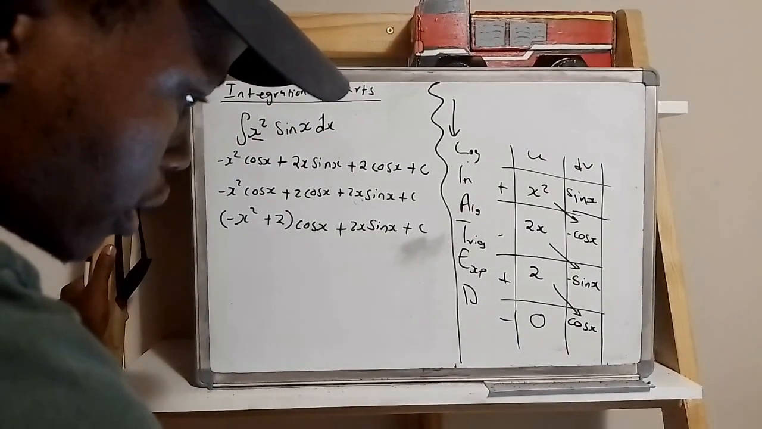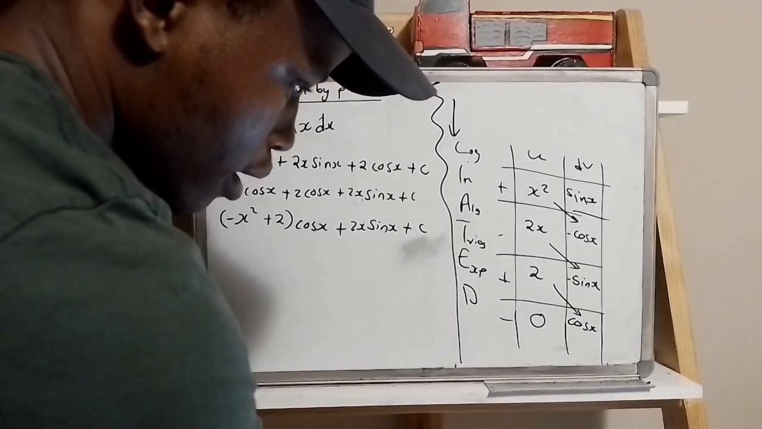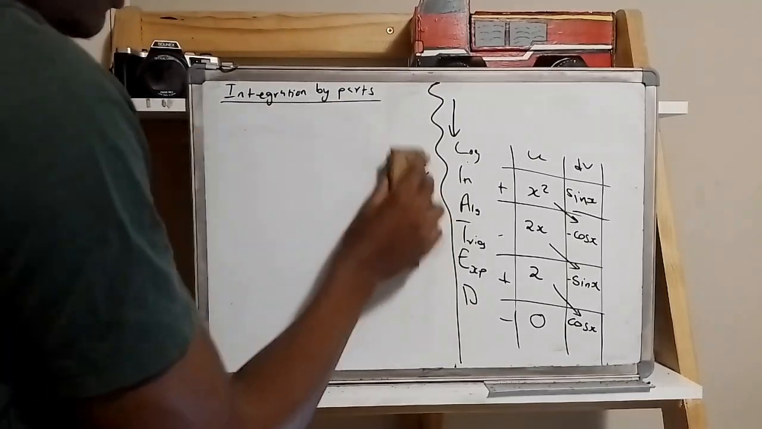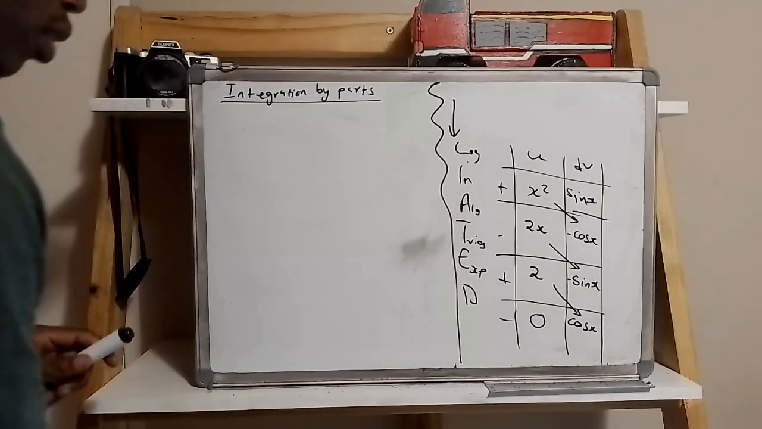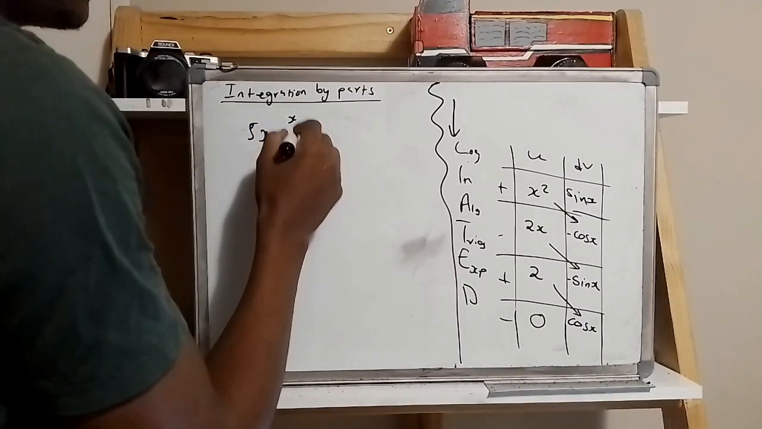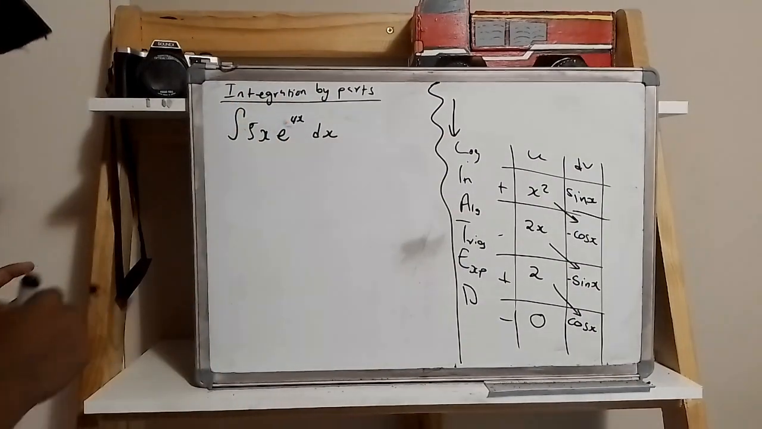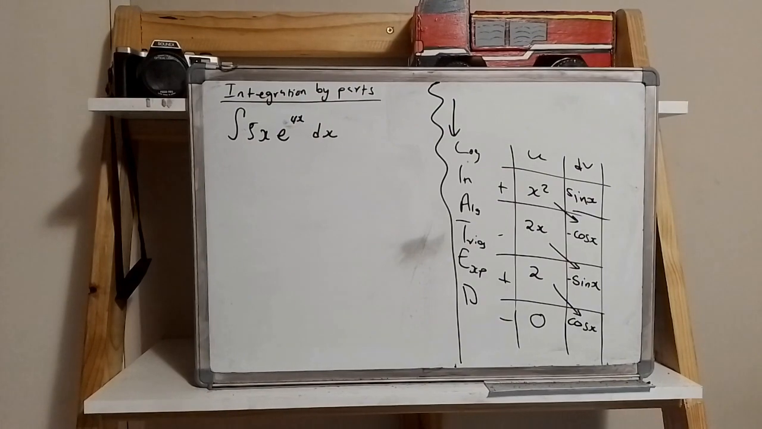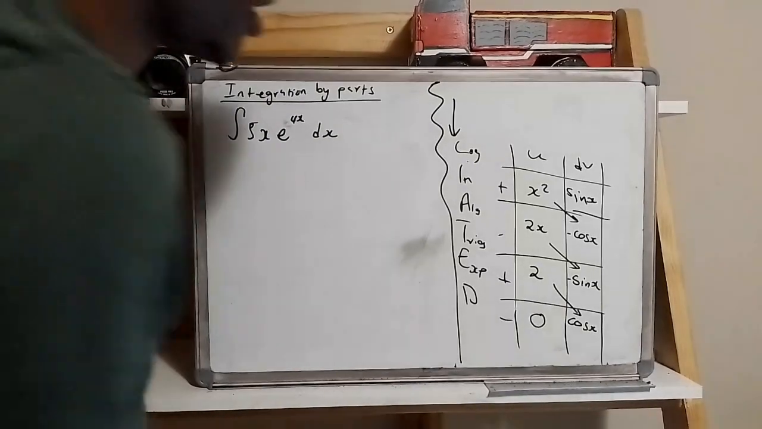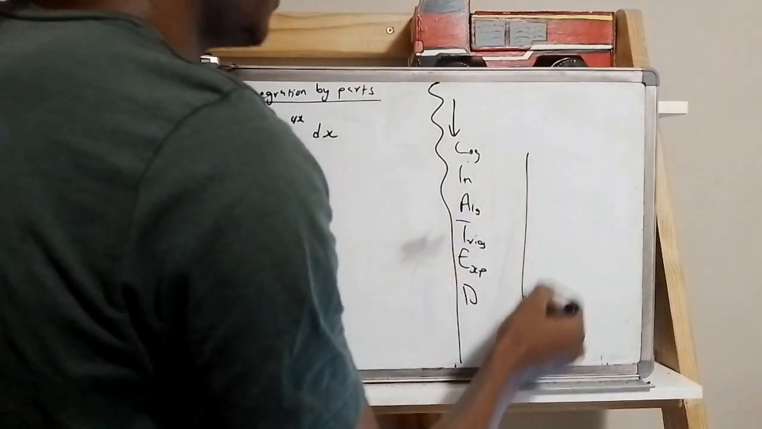The next question says, how will you integrate 5x e to the power 4x dx? How will you integrate this? You are still using the same method, the DETAIL method. Let me just erase this table, and I'll have something like that.